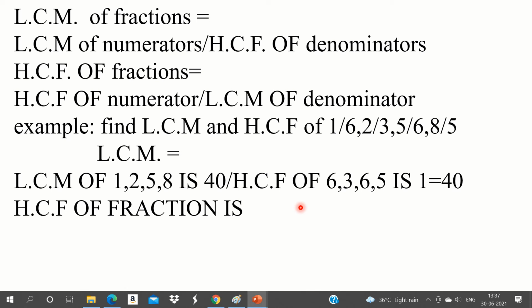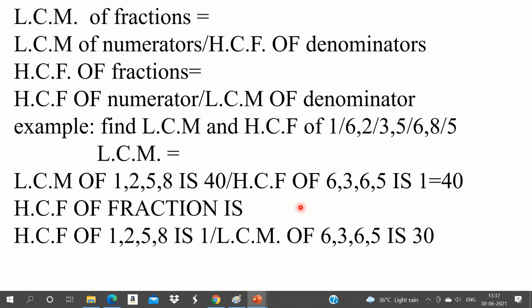HCF of the fractions is equal to HCF of the numerators by LCM of the denominators. What is the HCF of numerators? 1, 2, 5, 8 HCF is what? 1. Because these are all the prime numbers. 1, 2, 5 are prime, 8 is not a prime number, but there is no common factor between 8 and 5, 8 and 2, 8 and 1. LCM of 6, 3, 6, 5 is 30. So 1 by 30 is the HCF of the above fractions.